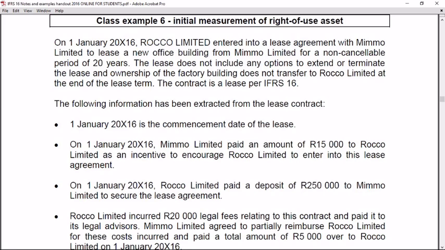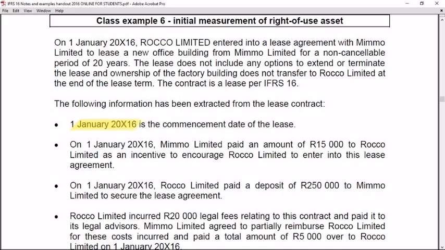Class example 6 illustrates the initial measurement of the right of use asset. On 1 January 2016, Rocco Limited entered into a lease agreement with Mimo Limited to lease a new office building from Mimo for a non-cancelable period of 20 years. The lease does not include any options to extend or terminate the lease, and ownership of this office building does not transfer to Rocco Limited at the end of the lease term. The contract is a lease per IFRS 16. The following information has been extracted from the lease contract.